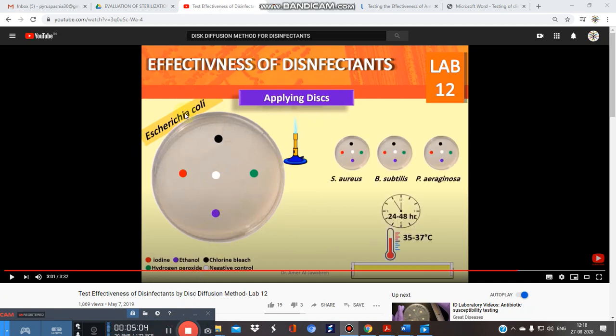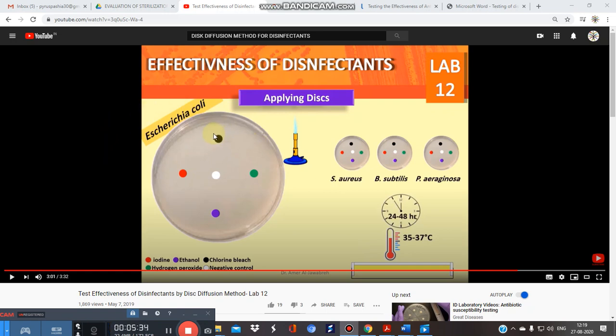So see here, suppose this is the E. coli plate. This is the agar plate that contains E. coli inoculum. So what we will do next, we will put our disc. After putting the disc, we will incubate at a particular temperature, that is 35 to 37 degrees Celsius for 24 to 48 hours. So what will happen, this is the agar media containing this inoculum or bacteria, and our discs are already immersed in a solution of disinfectant.